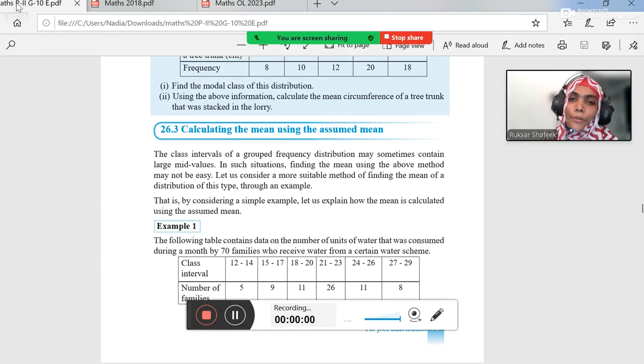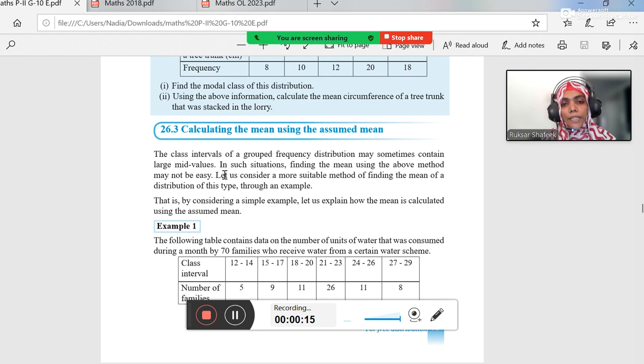Hello once again. This week we're continuing from the previous week's video on the mean. We started off with the FX method, and today we're going to see the deviation method, or the FD, assumed mean, terms like that.